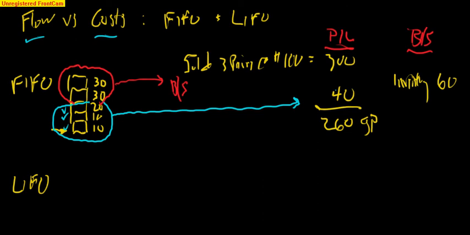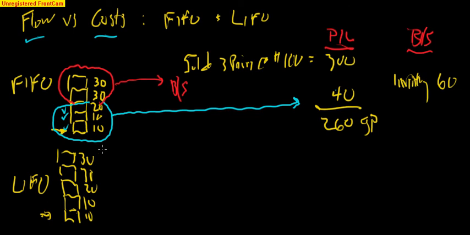Let's look at the same exact situation under LIFO. What do we have for our inventory? We've got 5 pairs, right? Same 5. Started the year with 10. We added pairs 2, 3, 4, 5. This pair costs $10. This pair costs $20. This pair costs $30. And this pair costs $30.